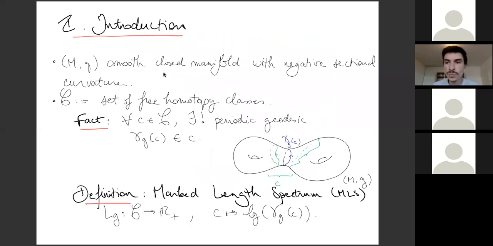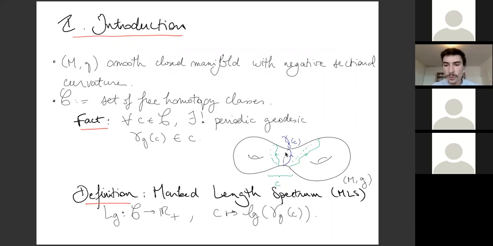All right, so here's the problem. We consider a smooth closed Riemannian manifold, and we assume that it has negative sectional curvature. I will denote by capital C the set of free homotopy classes in the manifold. And there's an elementary fact of Riemannian geometry, which is that when you have a negatively curved metric, then in each free homotopy class, there is a unique periodic geodesic for your metric in this class.